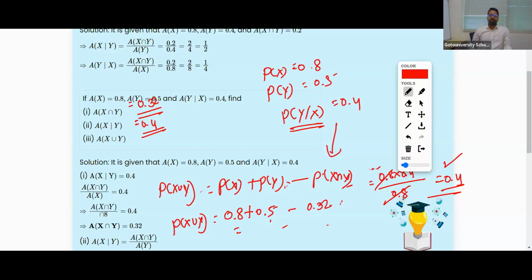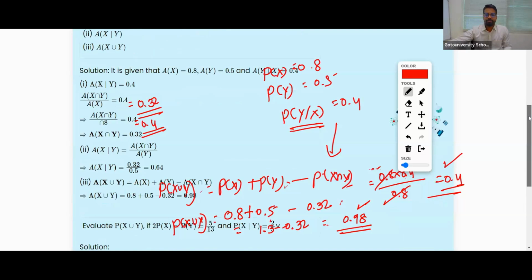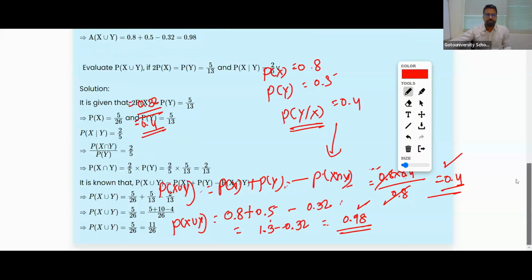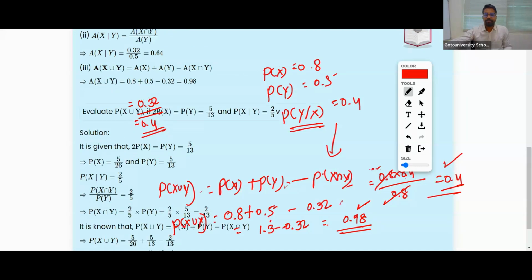So what we have is 1.3 minus 0.32. If you take 1.3 minus 0.3, we have 1 minus 0.02. It will give you what? 0.98. That's your answer. So if I'm not wrong, the answer should be matching. Let's see what answer we have. Yeah, 0.98. Can you see that?